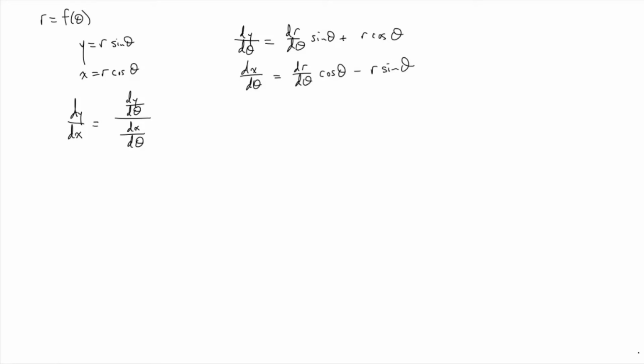And we do the same thing to compute dx d theta, and we get this expression here, where the minus sign is simply because the derivative of the cosine of theta is the negative sine of theta. And putting this all together, this gives us an expression for the derivative in Cartesian coordinates, dy dx, of the polar coordinate curve r equals some function of theta. And it's this expression right here.